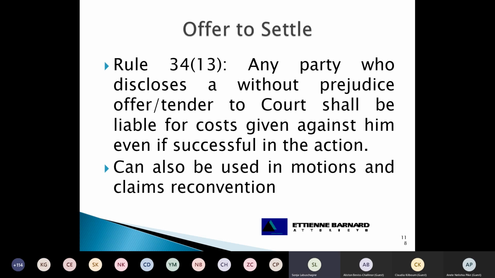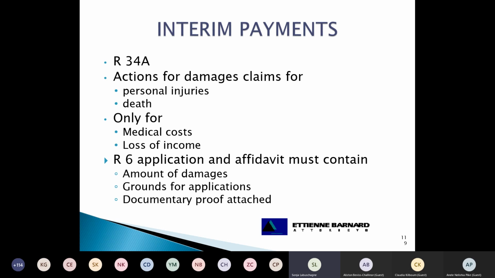Okay, let's get away from this negative sentiment. The second option is interim payments. This is for damages claims only. So your RAF matters and your medical malpractice matters, personal injuries or death. And you can only claim for medical costs or loss of income. It's in terms of Rule 6, your normal Rule 6 application, and your affidavit must contain the amount of damages and the grounds for the application, and documentary proof must be attached.